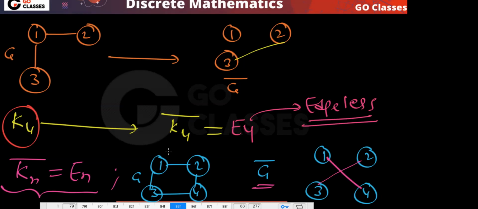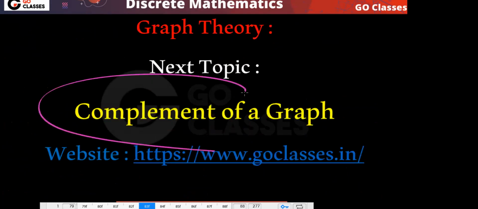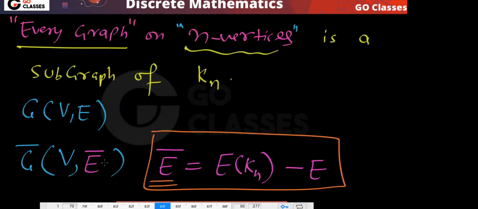That is disconnected. 1 and 4 are adjacent, and 2 and 3 are adjacent. This is the definition of complement. This is how you can find the complement of a graph. So the vertices will be the same, but the edges will be complemented. Very simple. Okay, now tell me.